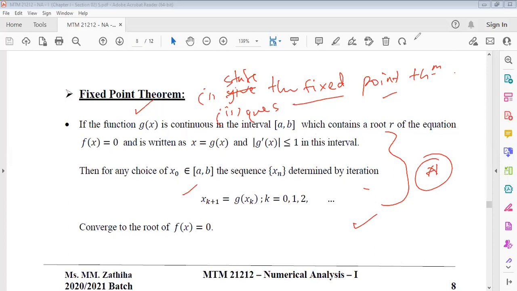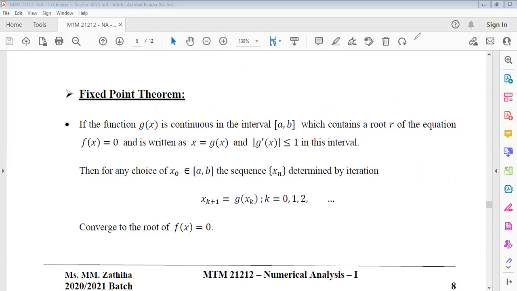So let's see what it is first of all. The fixed point theorem says, if the function g(x) is continuous in the interval [a, b], they may also write it this way: g(x) belongs to the continuous functions on the interval [a, b]. [a, b] is a bounded, closed interval which contains a root, let's say r. r is our root of the equation f(x) equal to 0.